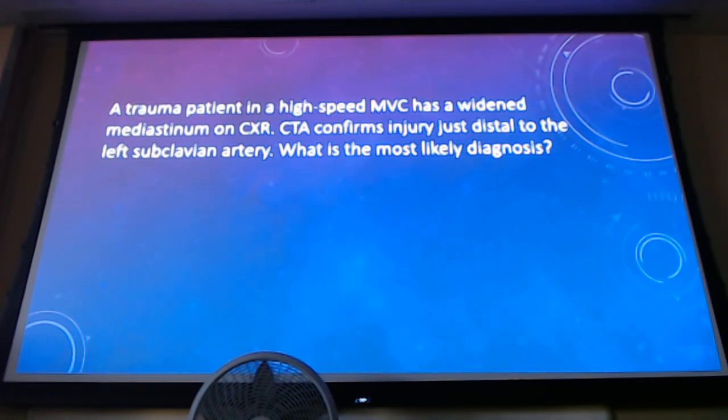Alright. You have a trauma patient with a high-speed MVC that has a wide mediastinum on chest x-ray. CTA confirms injury just distal to the left subclavian artery. What's the most likely diagnosis? What caused this? Not a broken clavicle. Blunt thoracic aortic injury.